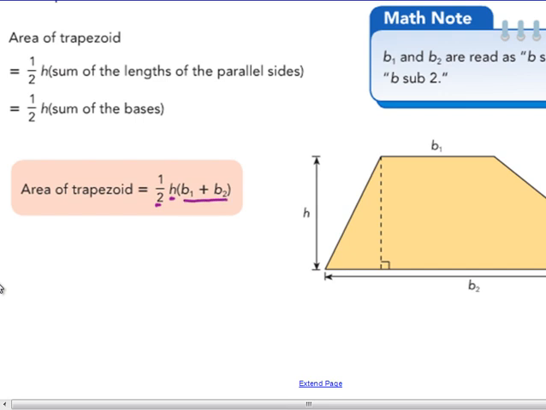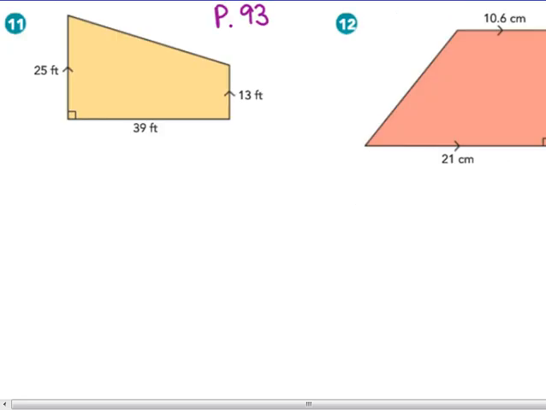So you're going to have to look for heights and base 1 and base 2. Would it matter if I called this base 1 and this base 2? No, because we're adding and it's commutative. Adding is commutative. So usually 99% of the time the little base is base 1 and the bigger base is base 2. So let's find some areas.